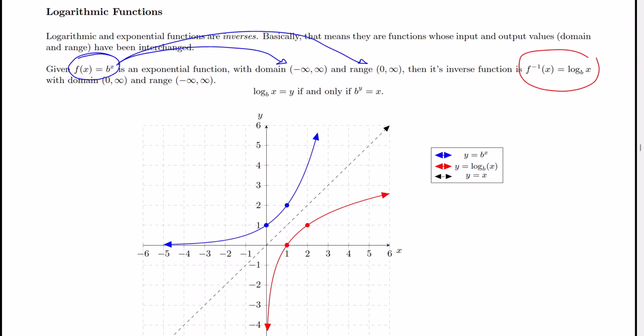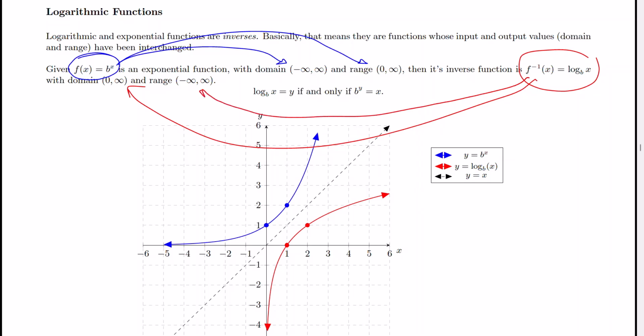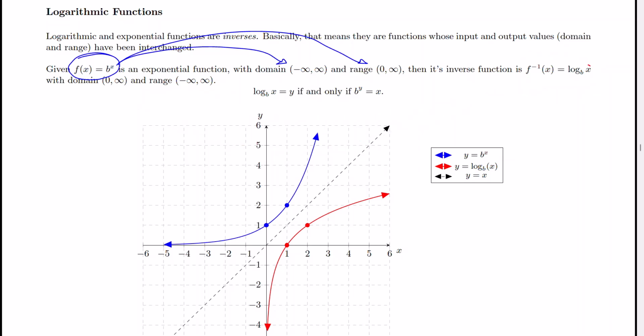And the special thing about this new function is that the domain of it is the old range, 0 to infinity, and the range of it is the old domain, negative infinity to positive infinity. Meaning what? This means that the inputs, the numbers you're allowed to plug in for x, are numbers between 0 and infinity, but not including 0. And when you plug one of those numbers in, you will see a number between negative infinity and positive infinity. That's the range of the function.